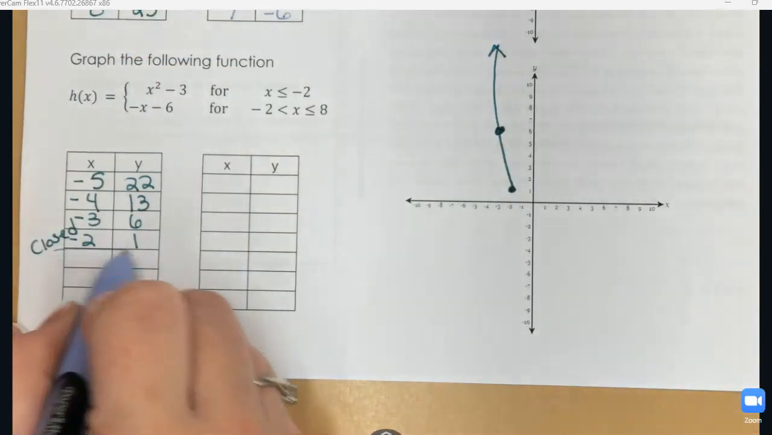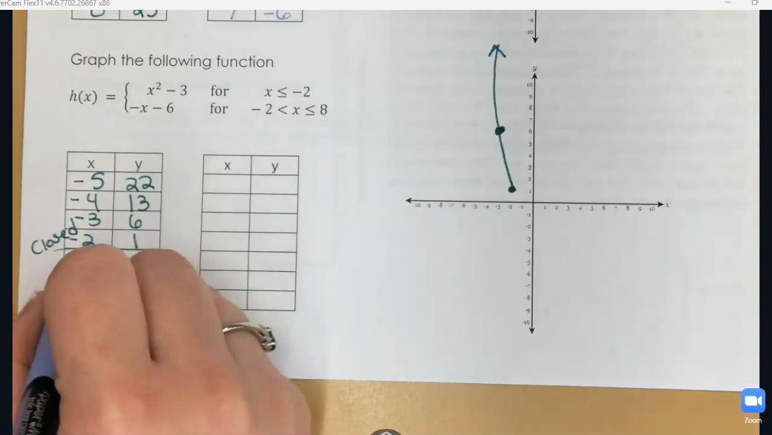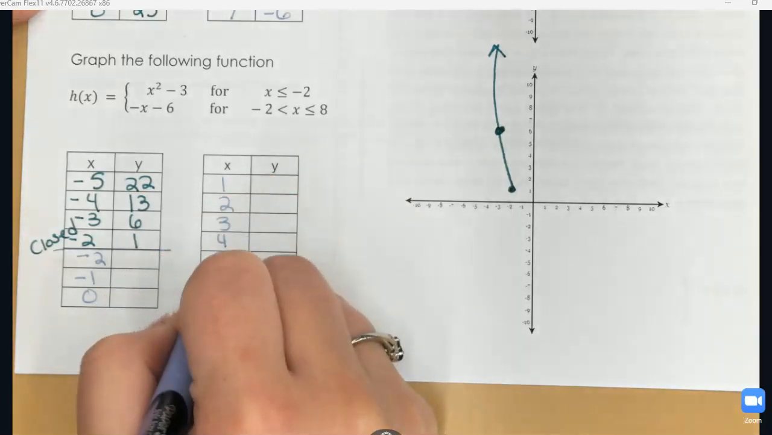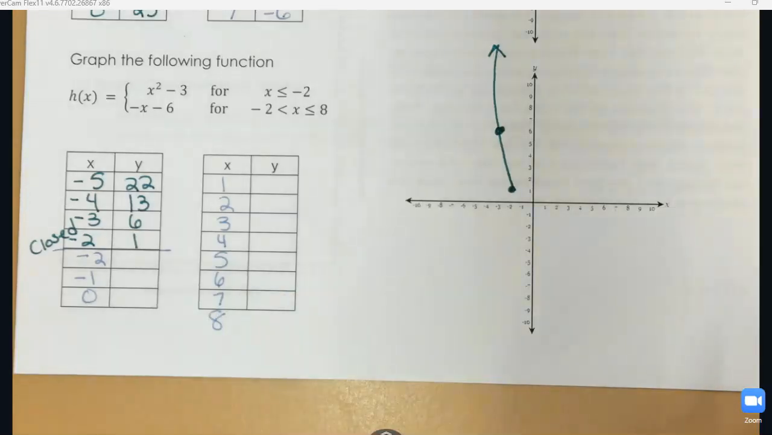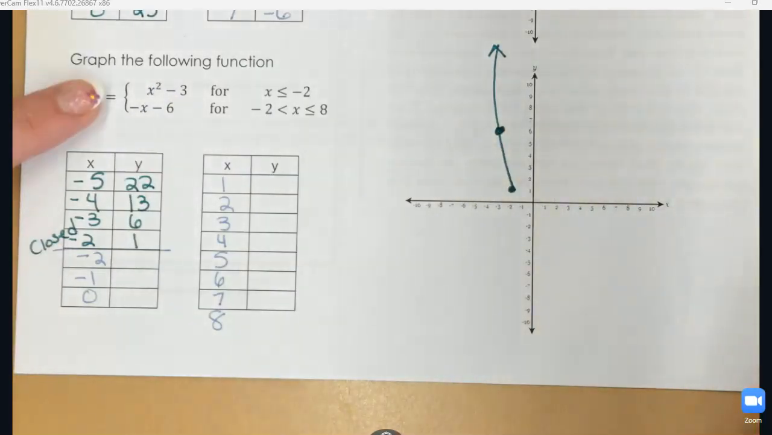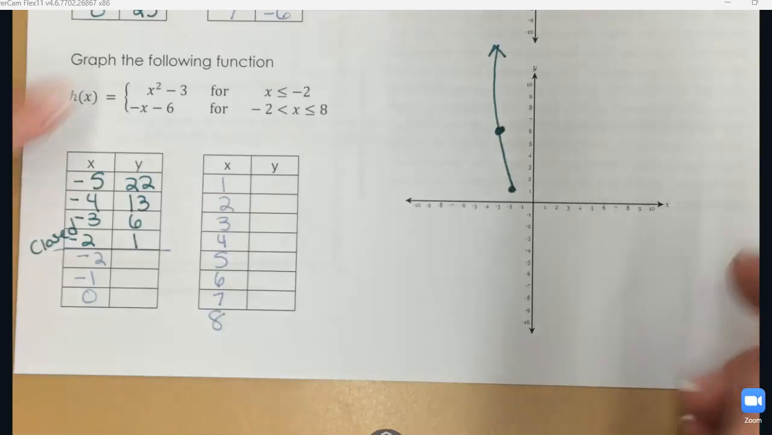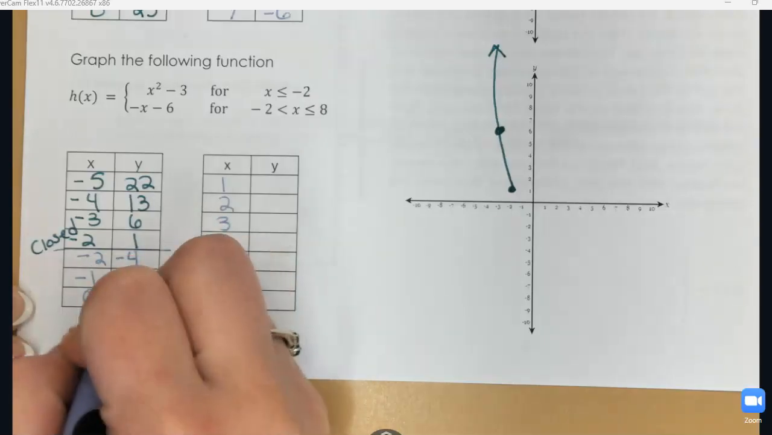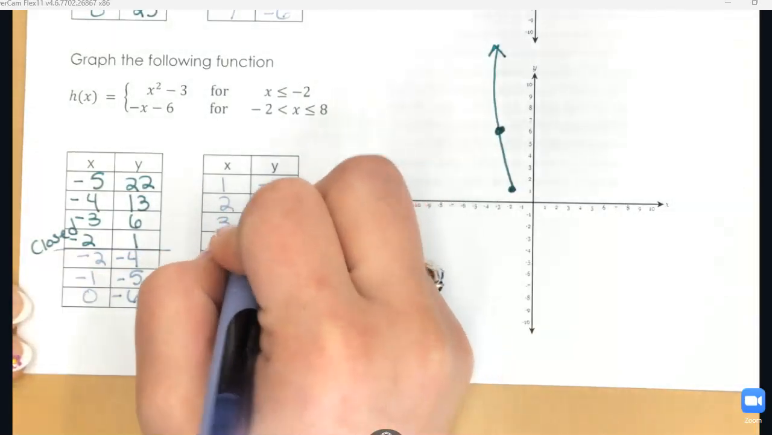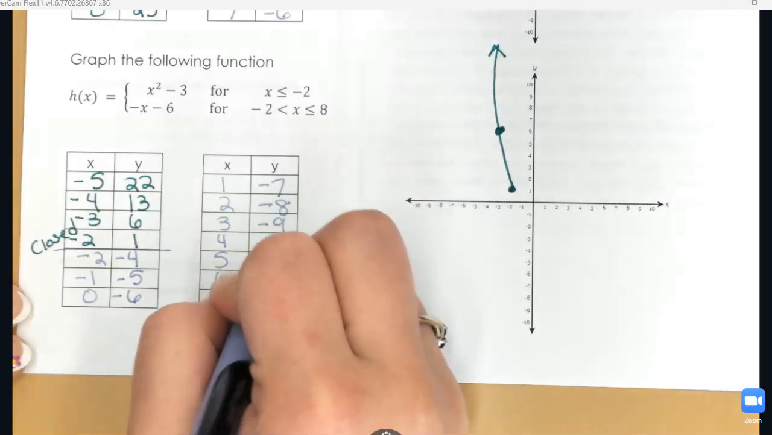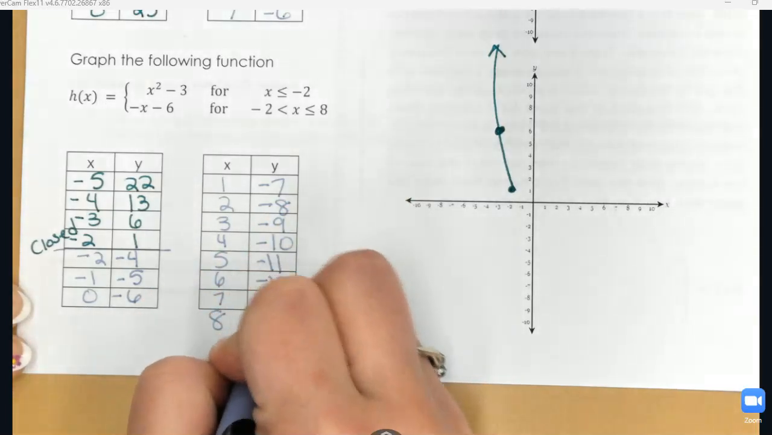For my other function, I'm looking at values from -2 to +8, so I'm going to get all of those in here. And I'm going to go down one more just to make sure I can get a clear idea of what's happening. And this is going to be -x minus 6. Now, when I have a negative, minus a negative becomes positive, so keeping that in mind, I'm going to get -4, -5, -6, -7, -8, -9, -10, -11, -12, -13, and -14.